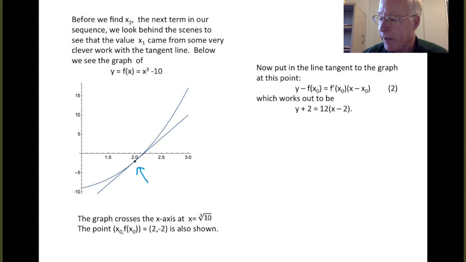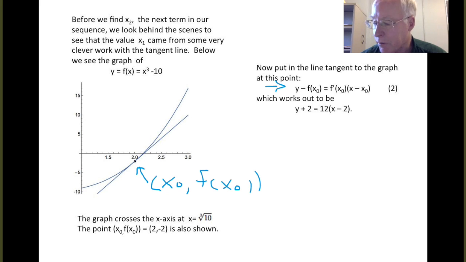We've done a lot of tangent line calculations. We know at the point x0, the tangent line is given by y minus f of x0. So that's the given y coordinate. And that's equal to the slope, which is the derivative f prime at x0, times x minus x0. So this point is x0, f at x0, and in this case, that is just the point 2 comma minus 2. So if I put these values into the tangent line equation, we find that this equation here is really just this down here: y plus 2 equals 12 times x minus 2.